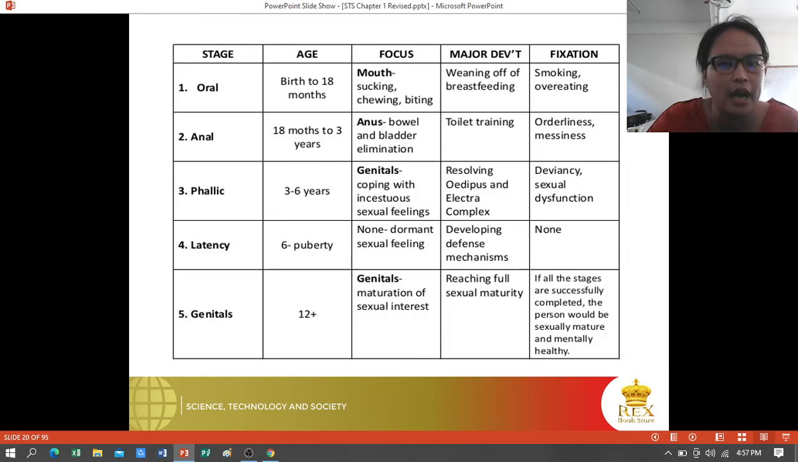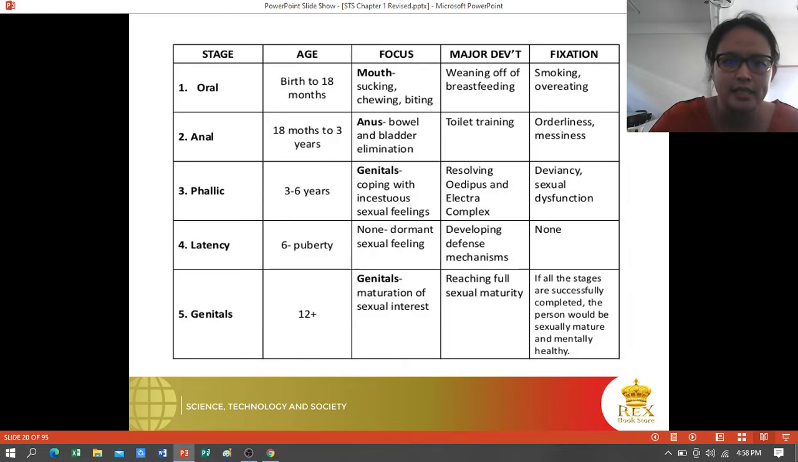For example, we have the oral stage, which from birth to 18 months, okay? So, we have the anal stage, which is from 18 months to 3 years, okay? And then we have the phallic stage, from 3 to 6 years. And then we have the latency stage, which is from 6 years old to puberty. And then we have the genital stage, which is 12 and above, okay? So, infantile sexuality and repression.